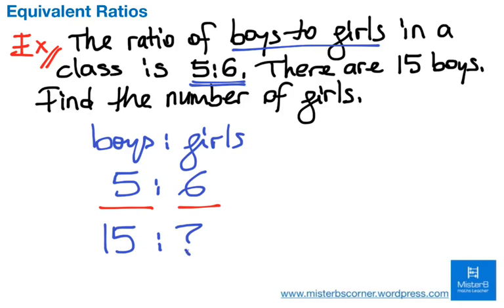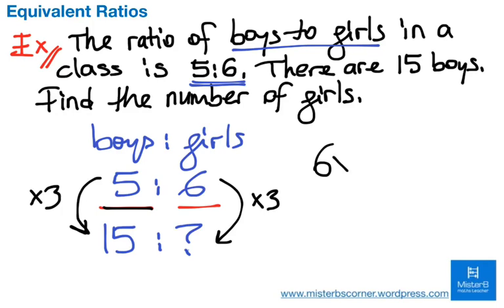So we have to think about how we end up with 15 starting with 5. So basically, from 5 to 15 we multiply by 3, right? 5 times 3 is 15. So the same should apply to girls. So it is 6 times 3, which is 18. So there are 18 girls in this class.